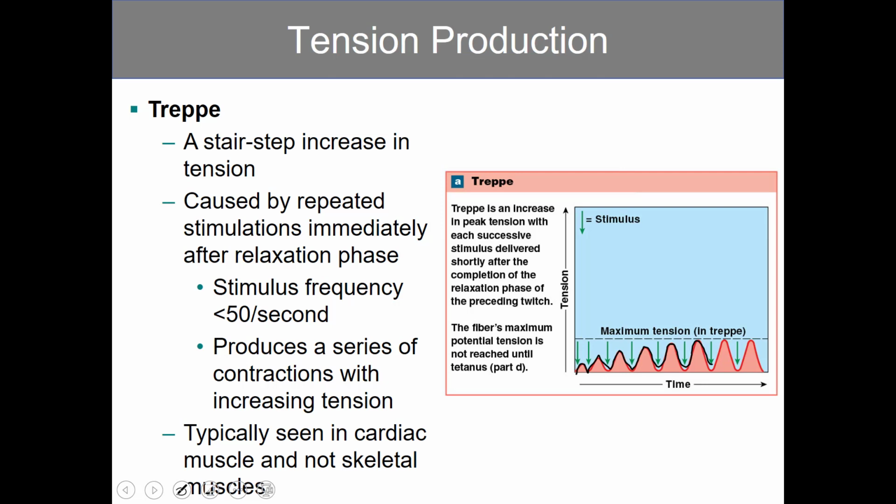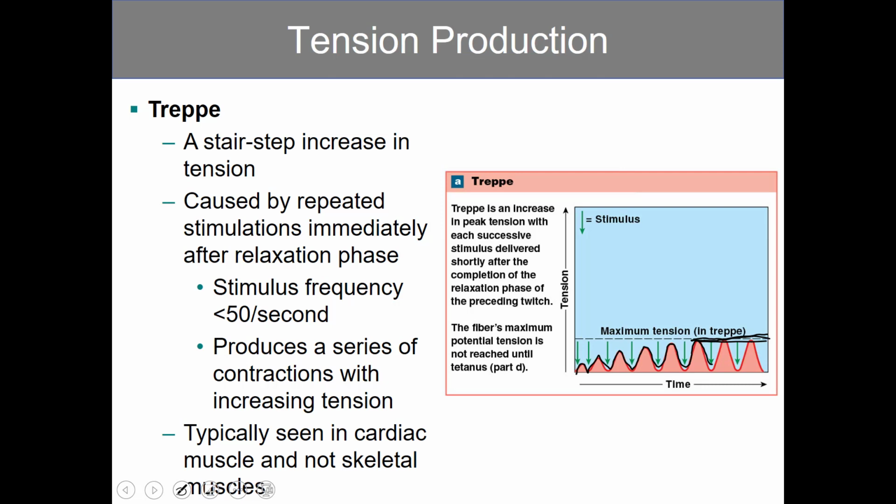The one thing that you should note is that for each successive twitch, the amount of tension that twitch is producing is getting just a little bit higher each time. In fact, they're going to get higher until they reach some type of plateau. We can see that here, the last three do not get any higher. So we call this treppe, which is German for stair step, because it looked like stairs, with each successive stimulus producing just a little bit more tension.